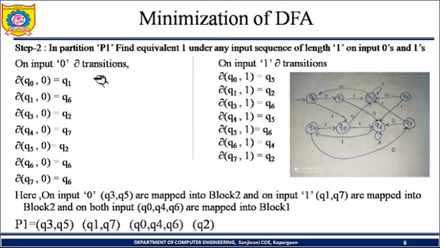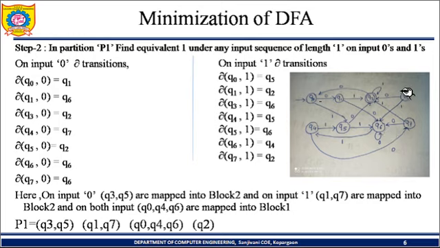For that, we find the delta transitions with the help of the given transition diagram. Here you can see, on input 0, the delta transition is what? So delta of Q0 on 0. Q0 on 0, here you can see it goes to Q1. So Q0 on 0 gives Q1. In the same way, Q1 on 0 goes to Q6.